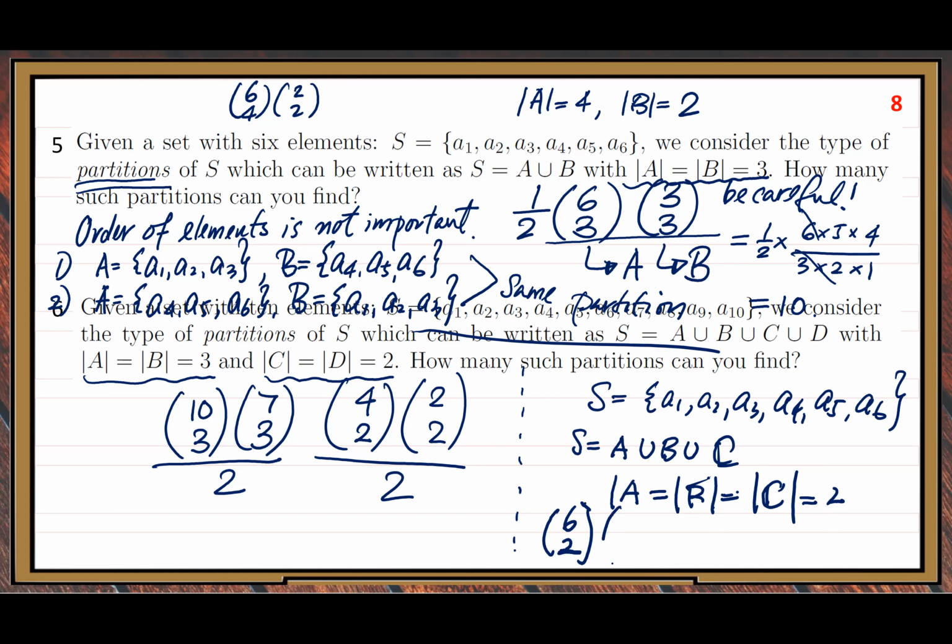For B, 4 choose 2. All right. C, 2 choose 2.